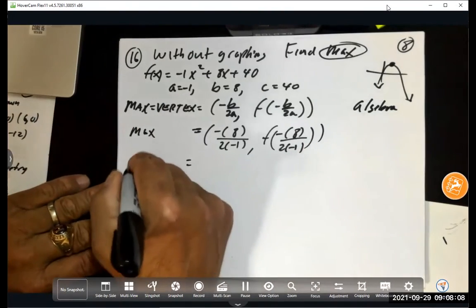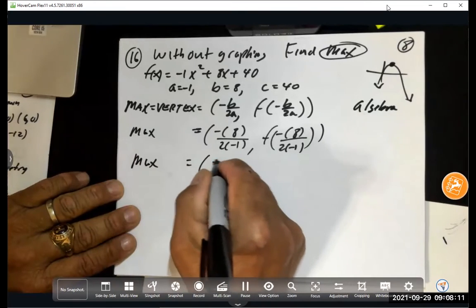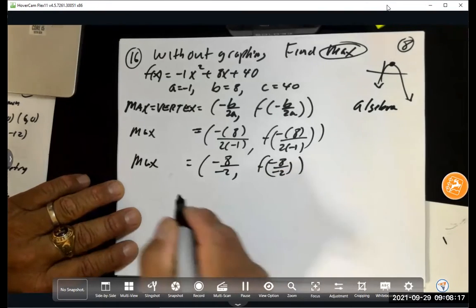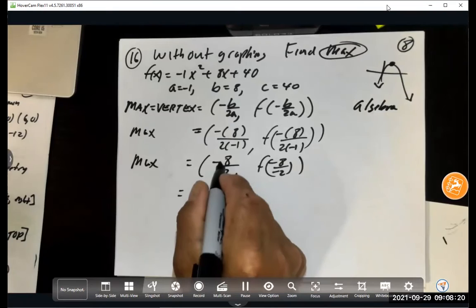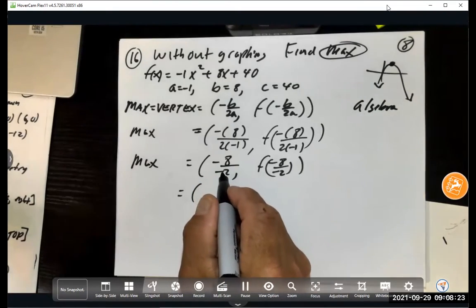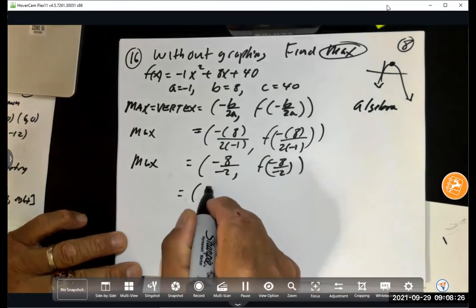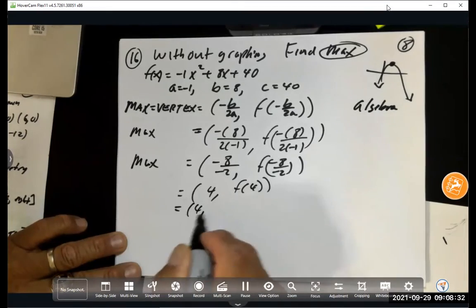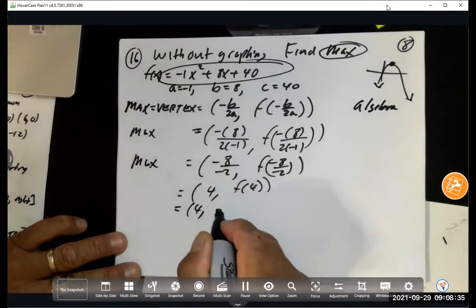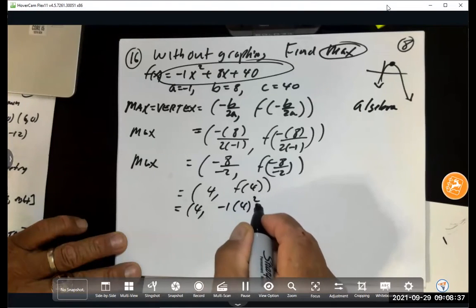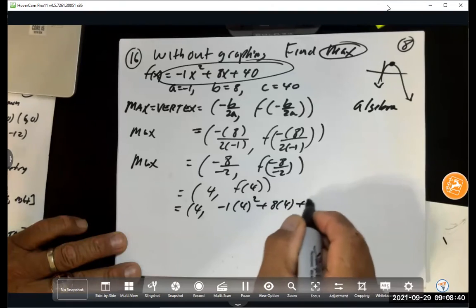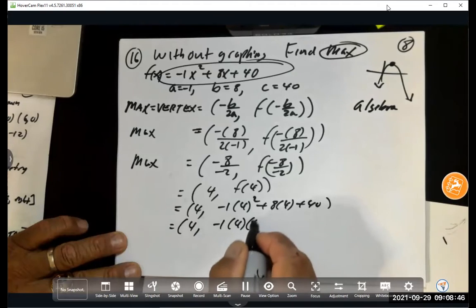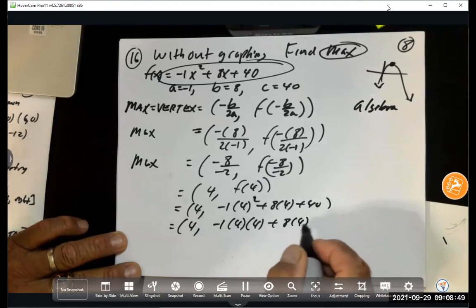Now go back again to the max section. So this is gonna be -8 over -2. Negative by negative, is that gonna be a positive? Yes or no? Yes. It's gonna be 4, and f of 4. To find f of 4, you need to put it back right here: -1 times 4 squared plus 8 times 4 plus 40.